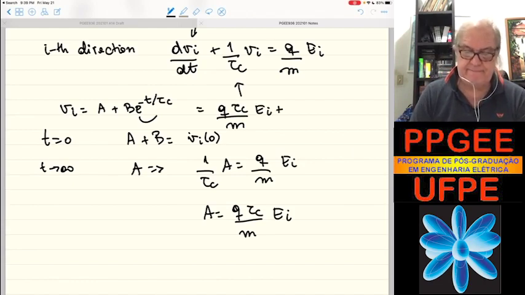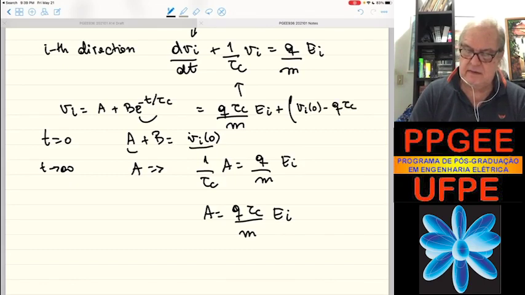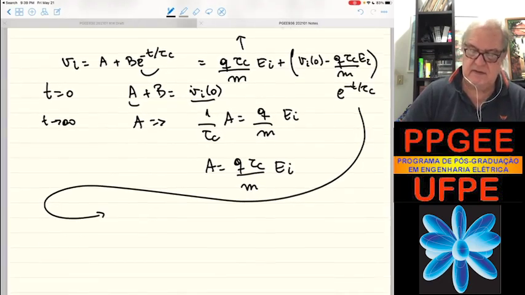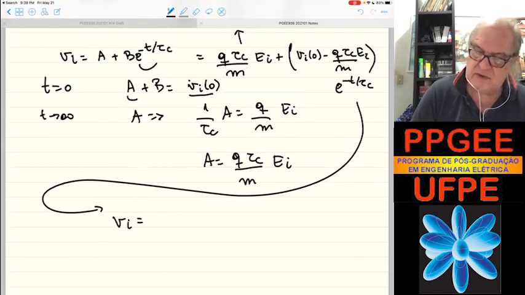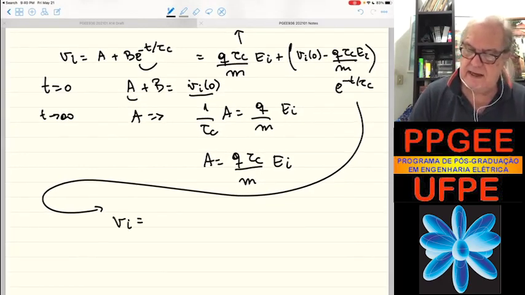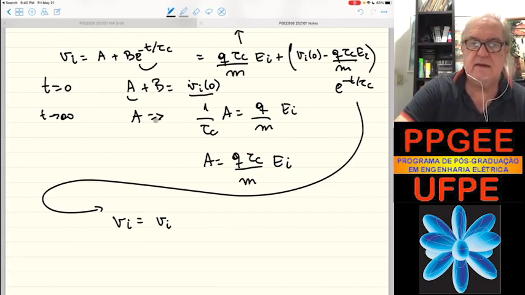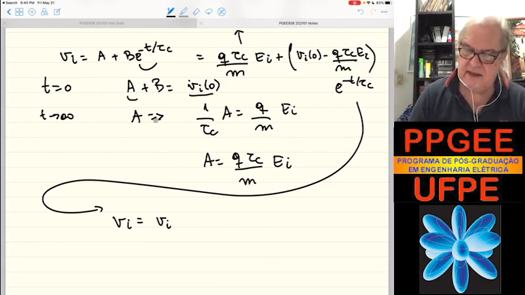B equals Vi of 0 minus A times exponential minus t over tau c. Then over here means that the velocity equals, I can leave it like this, I can put the steady state separate. Yeah, exactly how I did it. So the solution is like this.